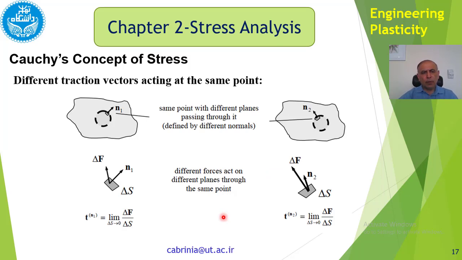Okay then, so we have different traction vectors acting at the same point depending on the plane that we pass through it. For instance, we have passed the plane like that. The normal to this plane is like this, but here we have passed the plane in that direction and the normal is this. So that's N1 and that's N2. So the limit for this one, Tn1, is the limit as delta S tends to 0 of delta F over delta S. And here is the same, okay, in the limit.